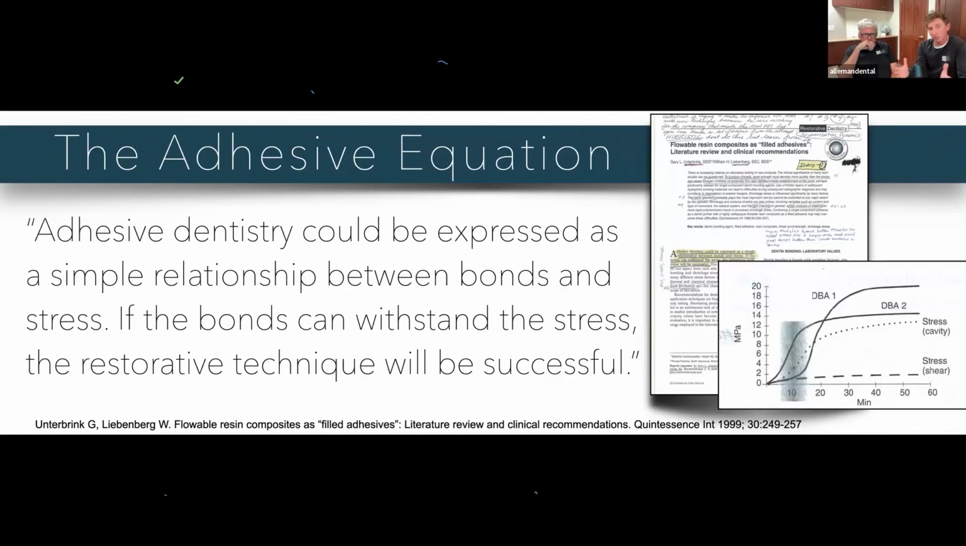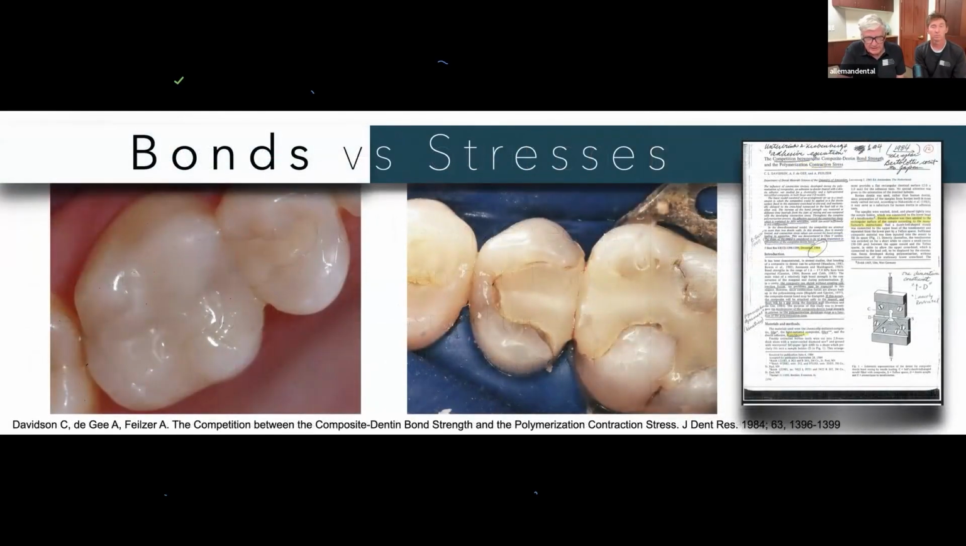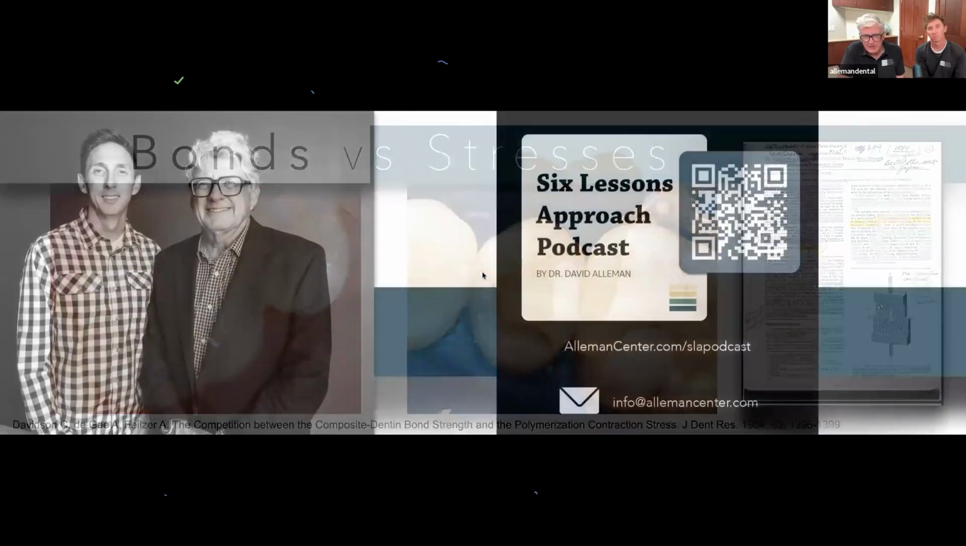And so in the 6 lessons that we teach, 3 of the lessons focus on maximizing the bond strength, the first part of the equation. But the other half is equally important, and that is to minimize stress to the developing hybrid layer. And so adhesive dentistry could be expressed as a simple relationship between bonds and stresses. If the bonds can withstand the stress, the restorative technique will be successful. And these teeth were both restored with composites, but the teeth on the right had early stresses, early failures, and early loss of integrity, and obviously they're not going to last very long.